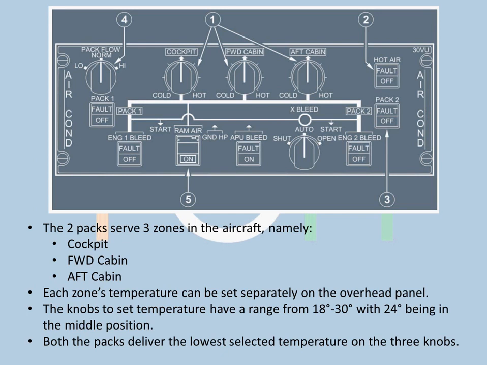Now we'll discuss something about the overhead panel. The two packs basically serve the three zones in the aircraft. As you can see here is the cockpit, forward cabin, aft cabin. These are the three zones that the pilot can choose. The pilot has the option to set these zones separately, independently, and they have a range from 18 degrees to 30 degrees, and 24 is the normal mid-range. So there's 18, 20, 22, 24, 26, 28, and 30. The pilot can select any of these temperatures.